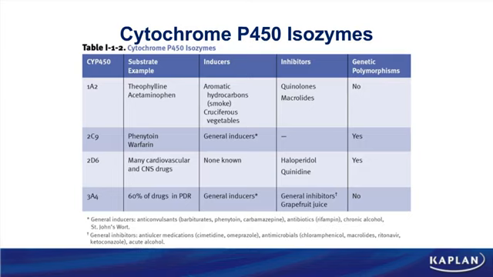If you look at the 1A2 family, we've only got a couple of substrates listed. 2C9 lists a couple of substrates. But look at 2D6. It says many cardiovascular and CNS drugs. We don't even list them all because they're too numerous. And notice 3A4 says 60% of the drugs in the PDR. 60% of the drugs in the Physicians' Desk Reference, that's about 700 drugs total that fit into that one box.